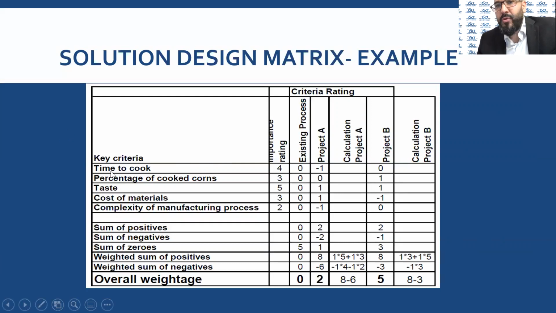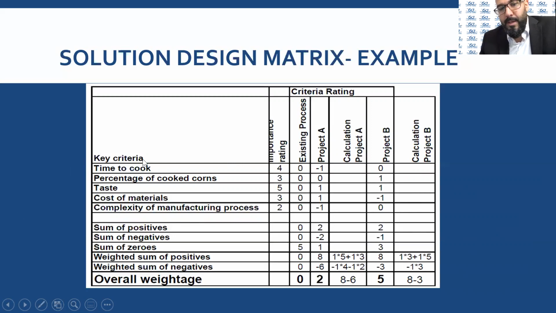And we have time to cook, how long it will take, percentage of cooked corn, taste, cost of material, complexity of manufacturing process. And then the second, we have alternative A or project A and alternative B. And you have the existing process. So all these features are in the current system. So you could put 0.